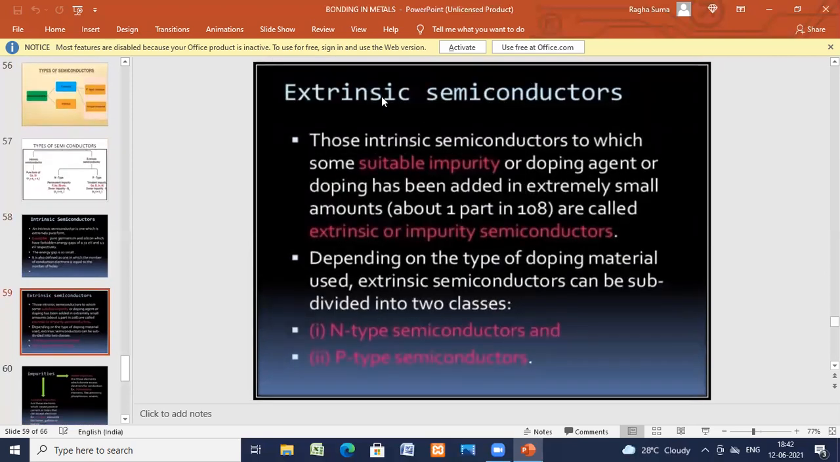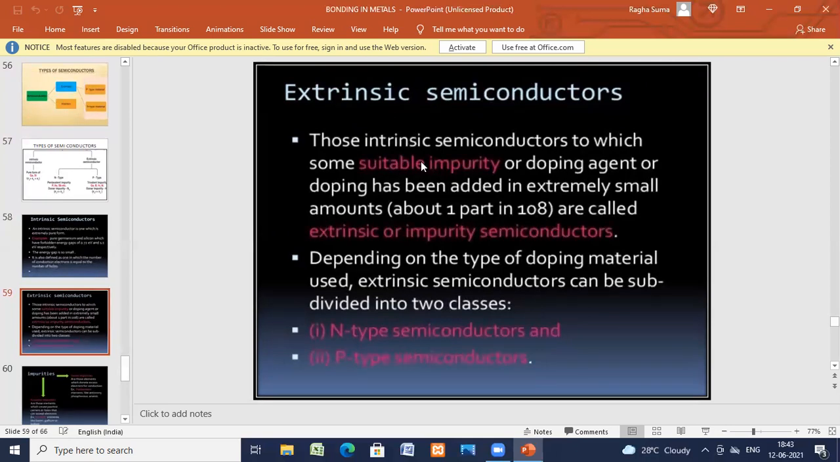Now let us see the extrinsic semiconductors. These are intrinsic semiconductors to which some suitable impurity or doping agent has been added in extremely small amounts, 1 in 10^8. Imagine how less it is. They are called extrinsic or impurity semiconductors. The conduction is due to the addition of some impurity. By doping, you get it.